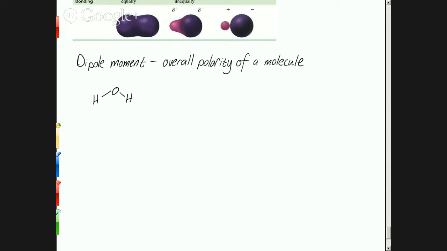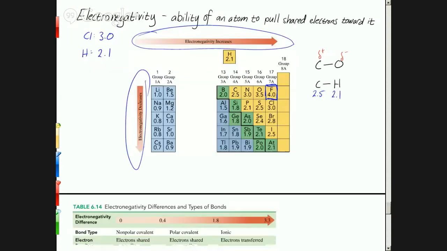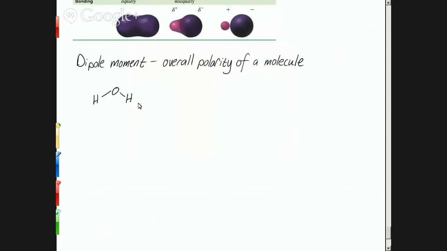So water is made up of OH bonds. Is an OH bond polar or nonpolar? We'll go back up to our chart and check. Polar. It's polar. Hydrogen's a 2.1, oxygen's a 3.5. So that's a pretty big difference in electronegativity. So these bonds are polar, and there's two of them. So each hydrogen is going to have a partial positive, and that oxygen is going to have a partial negative charge. Each of those bonds are polar.